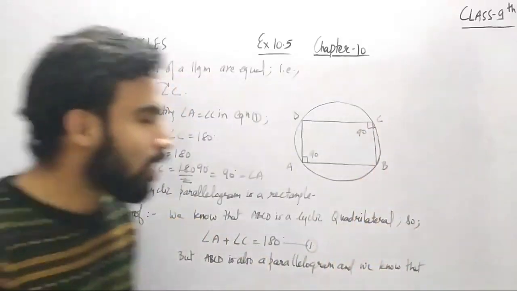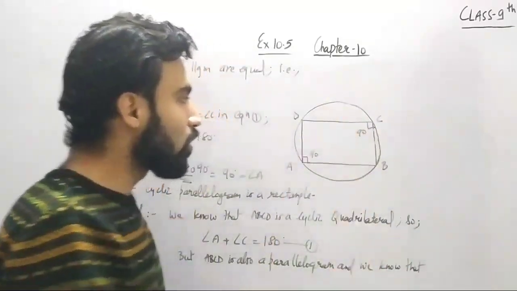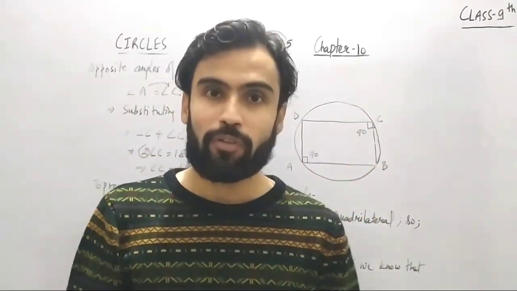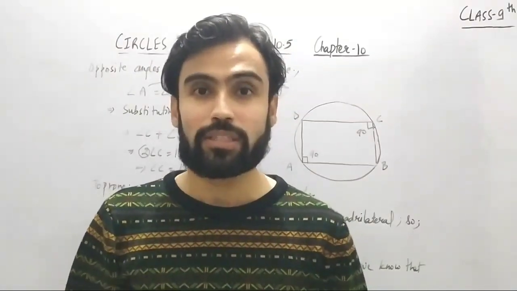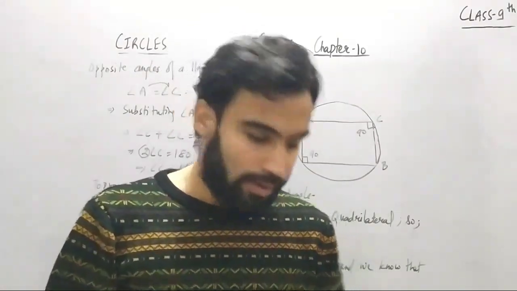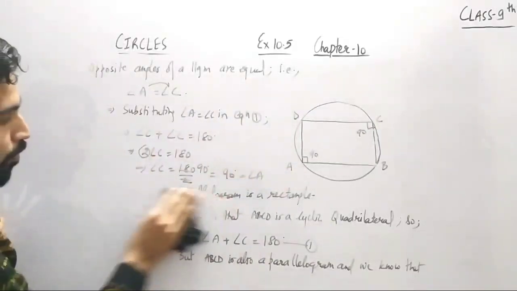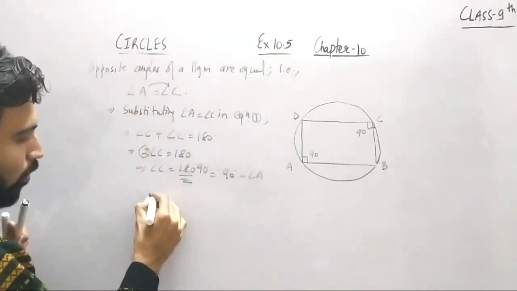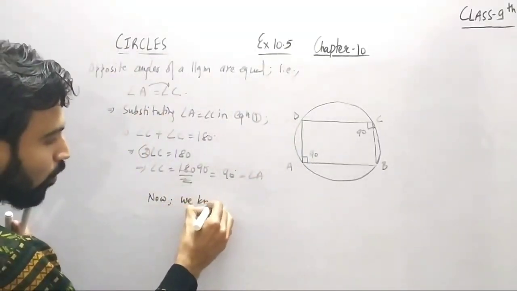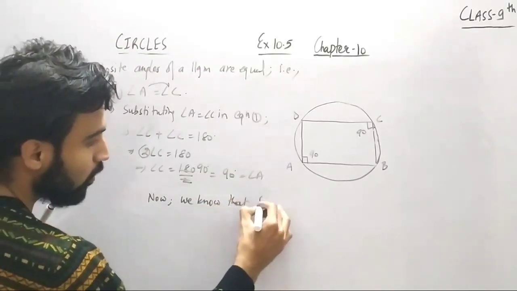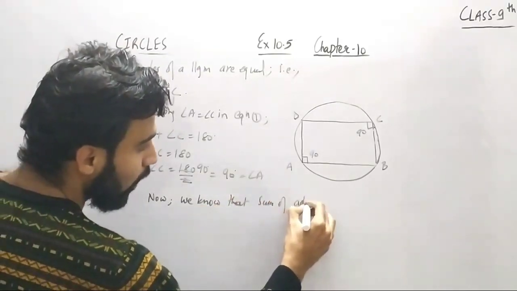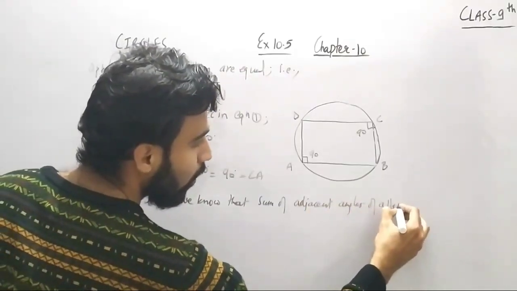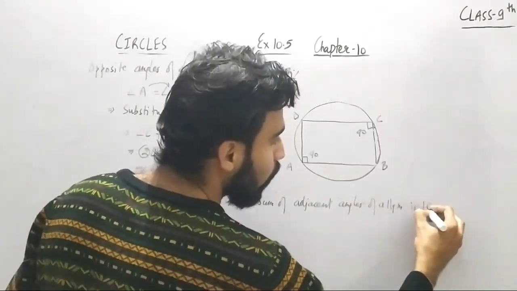Now similarly, we know that this is a parallelogram. So what is the sum of the adjacent angles of a parallelogram? 180. This is a property of a parallelogram, that the sum of the adjacent angles is 180 degrees, right? So let me just rub the space below. Now we know that the sum of adjacent angles of a parallelogram is 180 degrees.